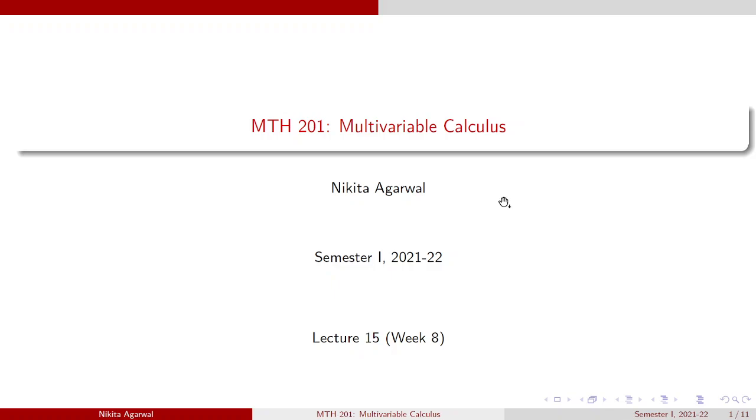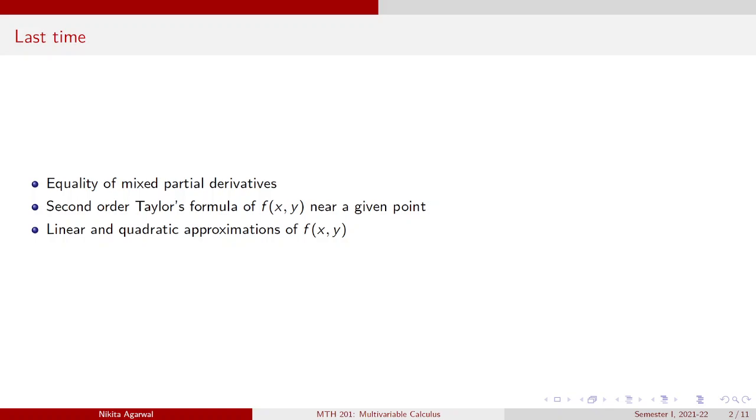Hello students, this is lecture 15 of MTH 201. In the last lecture, we discussed equality of mixed partial derivatives, second order Taylor's formula for a function of two variables near a given point, and we also obtained from the Taylor's formula the linear and quadratic approximations of the function near a given point.